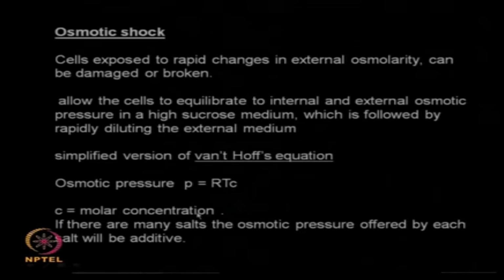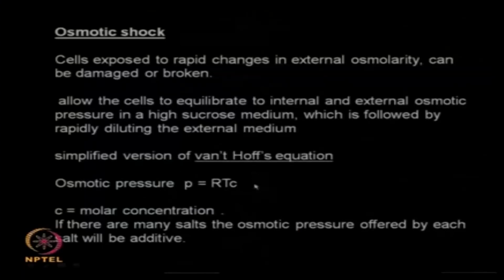If there are many salts present, then you will have an additive effect: salt 1, salt 2, salt 3 and so on. There will be osmotic pressure because of salt 1, because of salt 2, because of salt 3, and all of them get added up. So you can use this equation to calculate approximate osmotic pressure. Osmotic pressure equals R into T into C. We will look at a problem later.